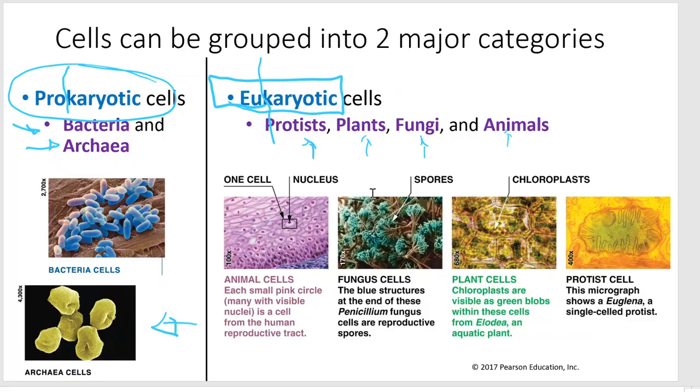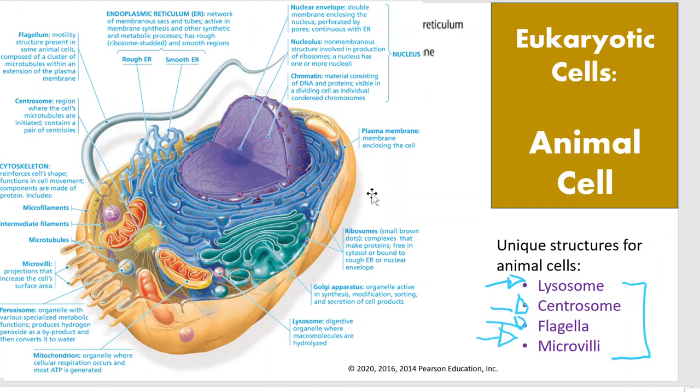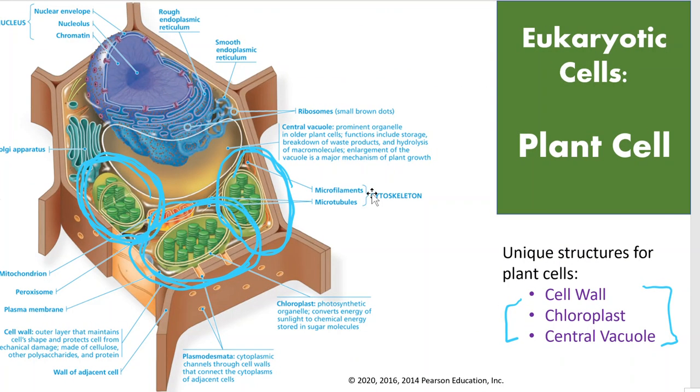Okay. Within those eukaryotic cells, there are two types of eukaryotic cells we're going to look at: the animal cells and the plant cells. As we go through this, keep in mind which structures you can find in all three cells, which structures you can only find in prokaryotic cells, which ones you only find in animal cells, and which one you only find in plant cells.